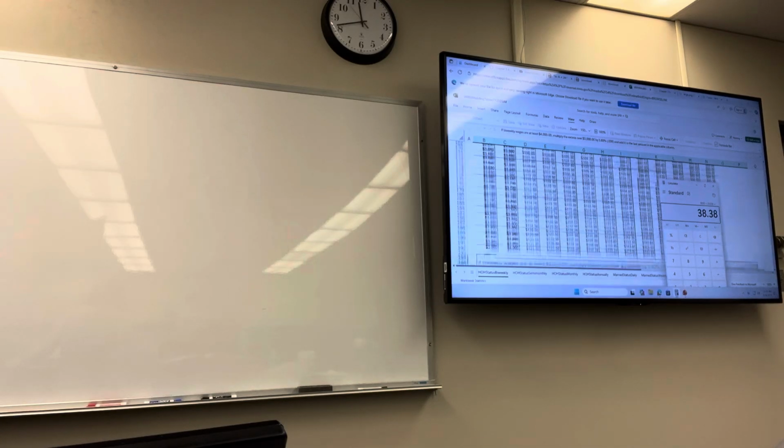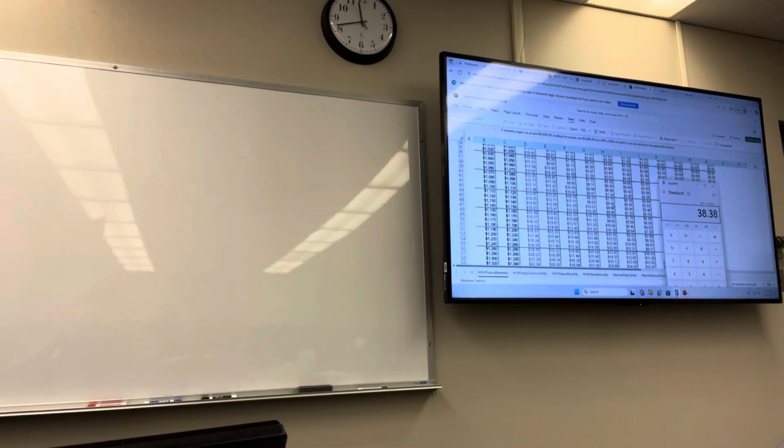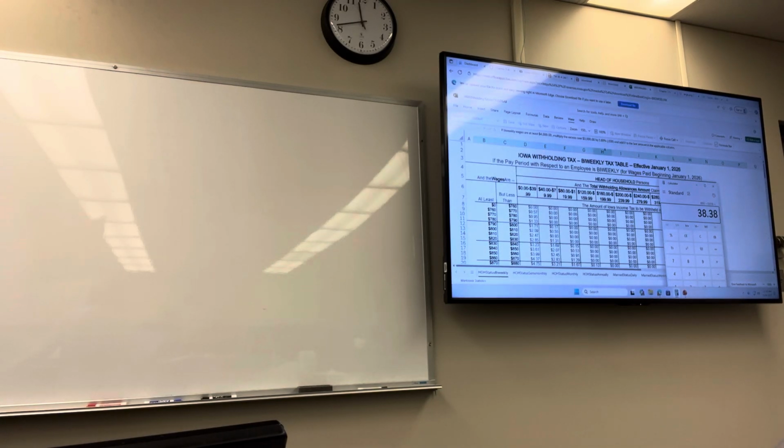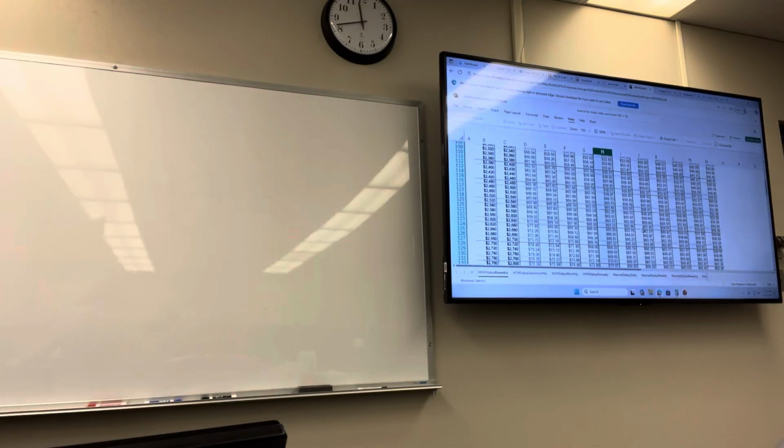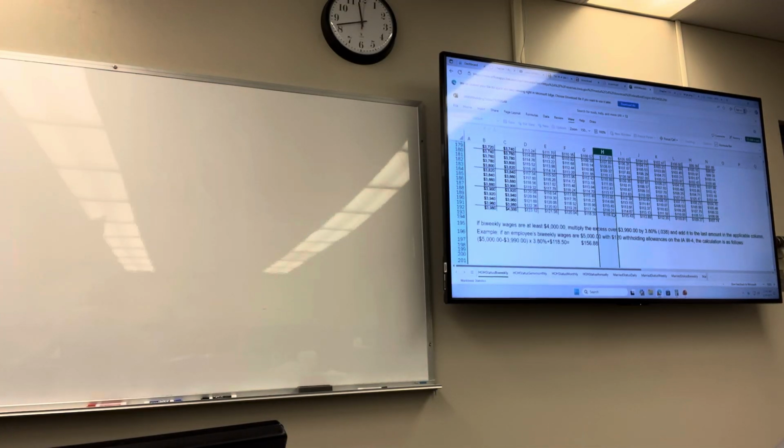$38.38. We would find the column that applies to us. If it was the 160, it would be this column here. And then we're just going to take the 116.97 and add it to that 38 that we just calculated. Now the amount to withhold is 155.35. So quite a bit easier.